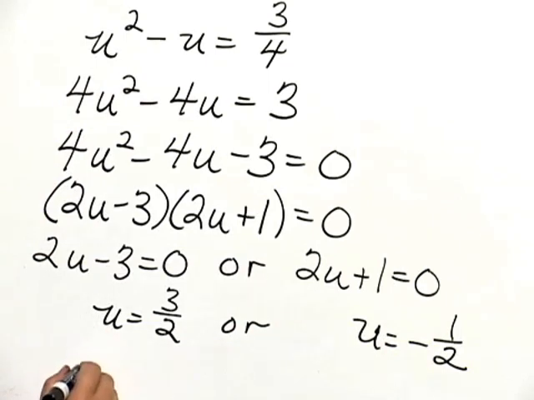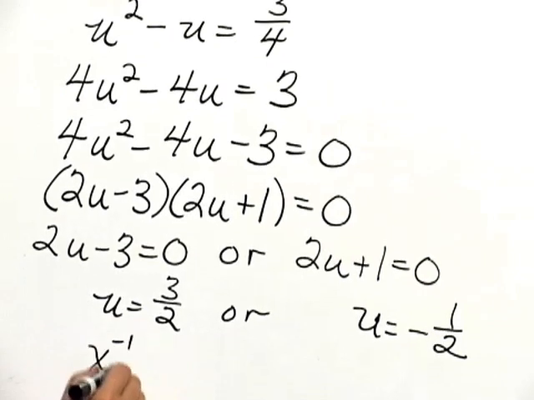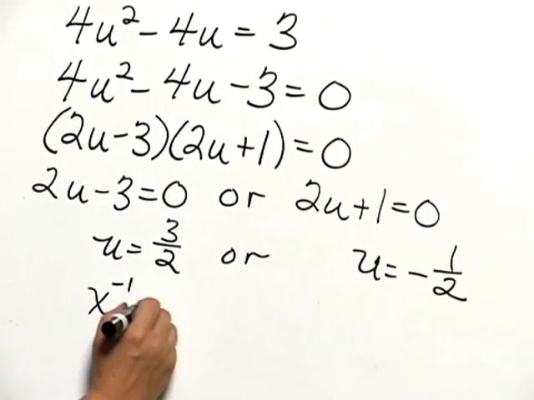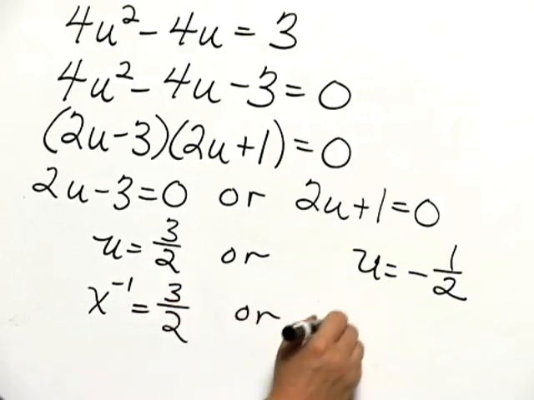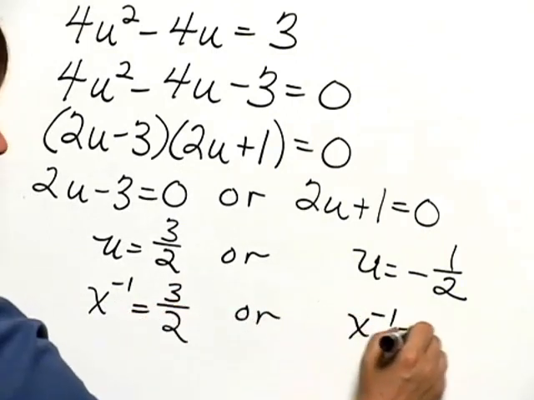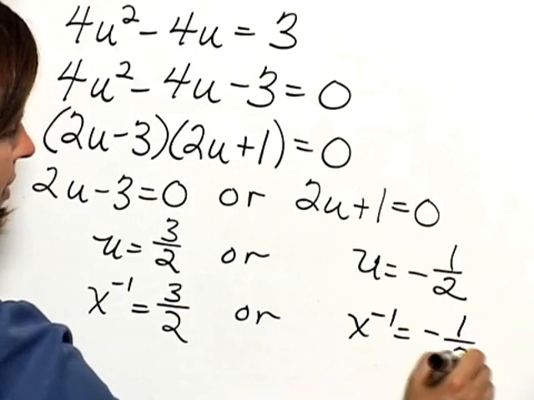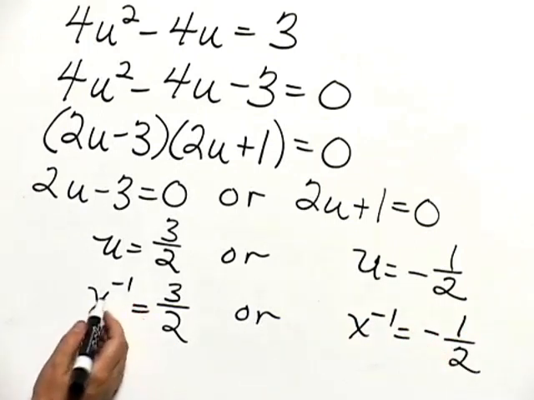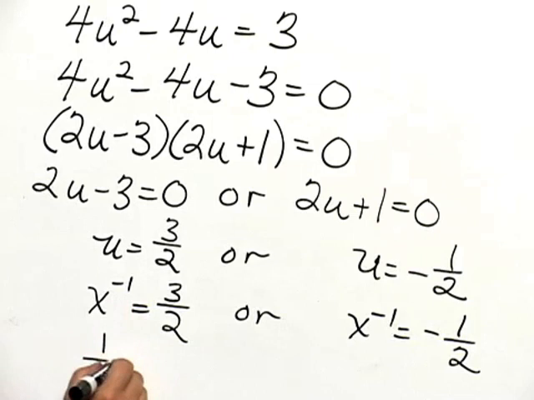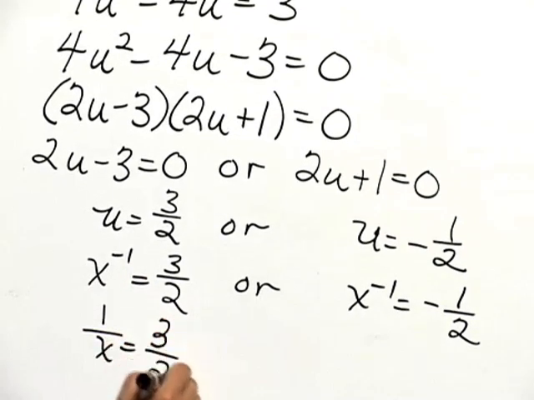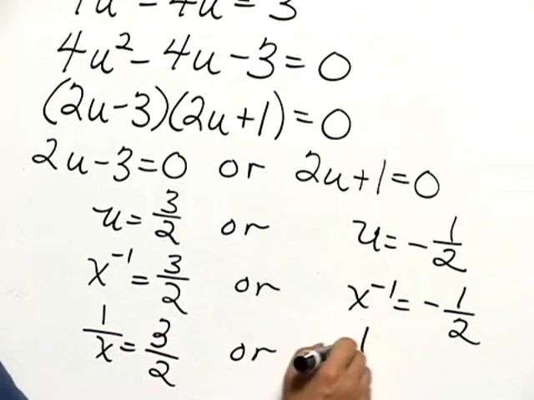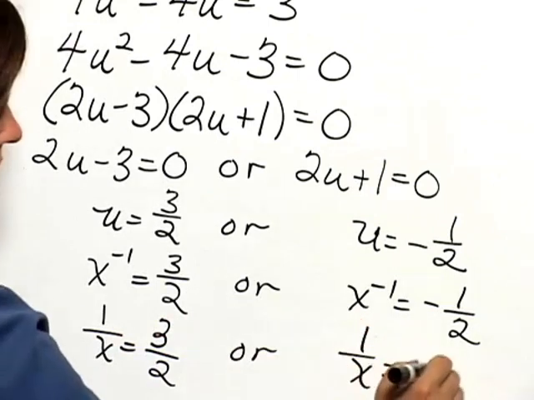We know that u is x to the negative 1 power. So we substitute x to the negative 1 equals 3/2, or x to the negative 1 equals negative 1/2. Now what does this mean? Well, that means 1 over x equals 3/2, or 1 over x equals negative 1/2.